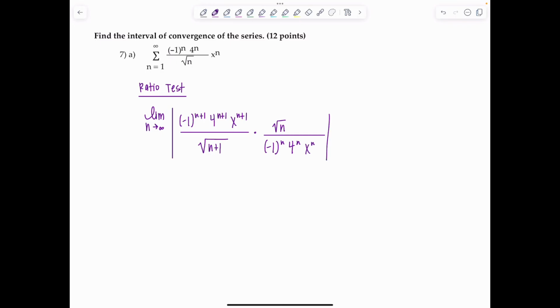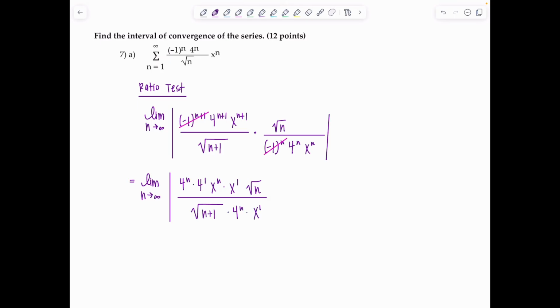Okay, so the negative 1 to the n's, those are gone because I'm taking the absolute value, they're going to become positive. Let's see what we can break down. I can't drop the absolute value the way I did in the last one because I have x, and x could be any real number. So we must keep it. Okay, limit n goes to infinity. Absolute value. This is going to be 4 to the n times 4 to the first, x to the n times x to the first. I have a rad n over rad n plus 1 times 4 to the n, x to the n.